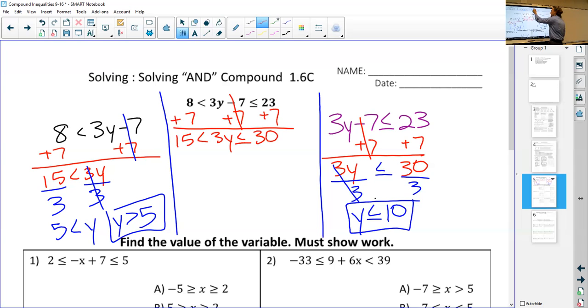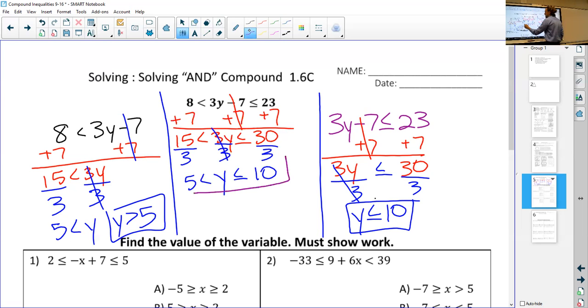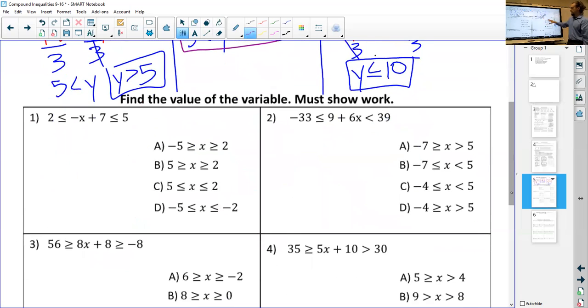Okay? And then I want to get rid of this times 3. So same thing. I'm going to divide by 3 on the left, on the right, and in the center. So this one will cancel out. 15 divided by 3 is 5. y in the middle, y less than or equal to, and then we have 10 over here. And if you notice, it's the same answers that we got on the left and right, but now it's all in this one statement. And when you look at your answer choices, that's how our answers are going to look.